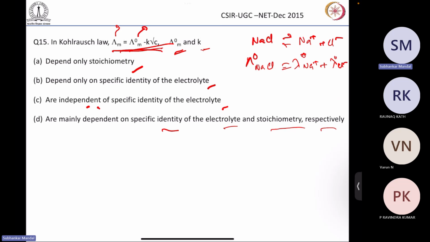So what will be the answer? This is quite easy. If you understand this thing, then you can answer this question.